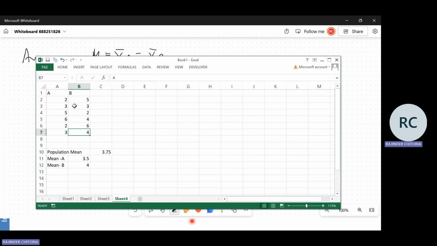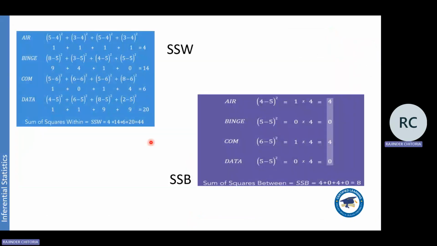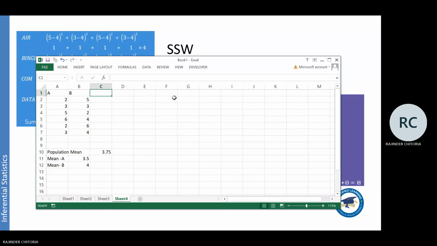So the first calculation we do, as per the formula, is the sum of square within. Sum of square within means we are calculating the values with their respective means. SSW, sum of square within, where we take the square of value minus their mean. Let's say in this case, mean A would be a fixed value, and we are taking the square of it.